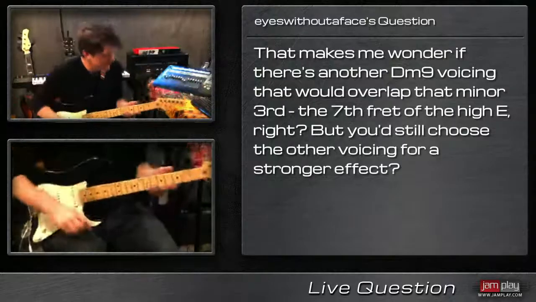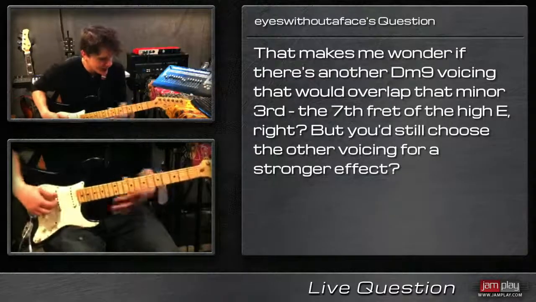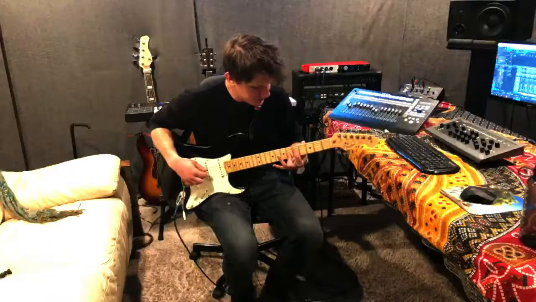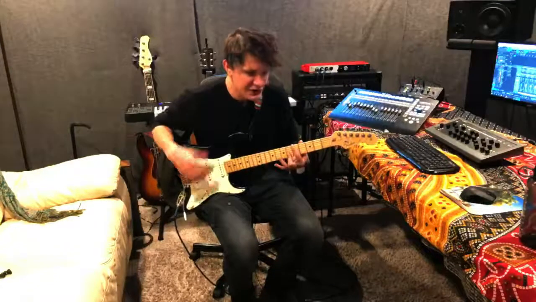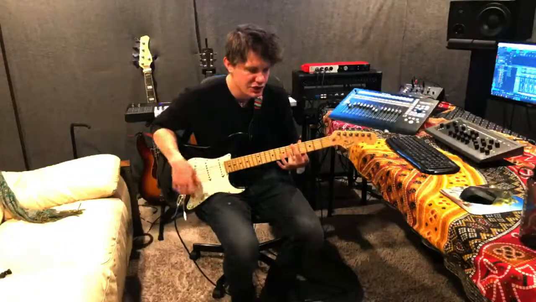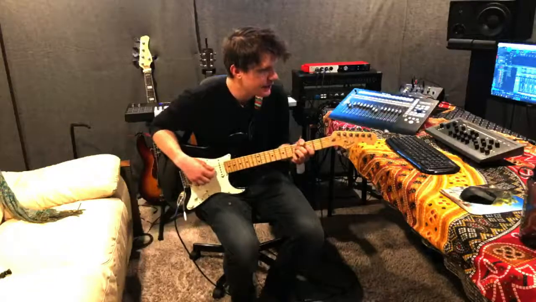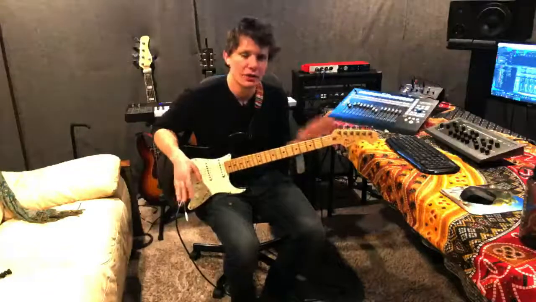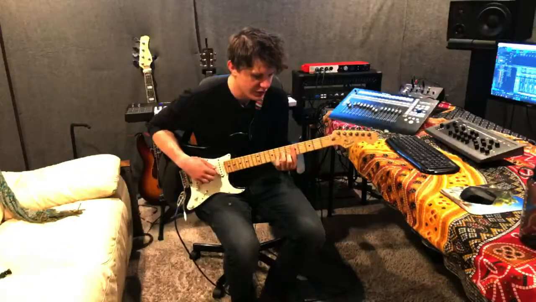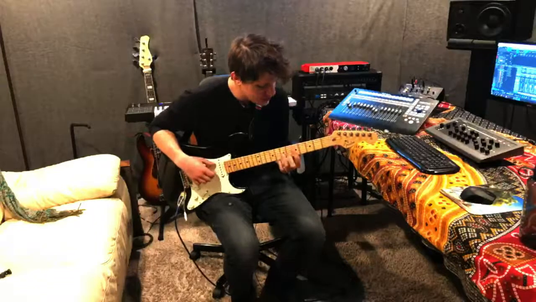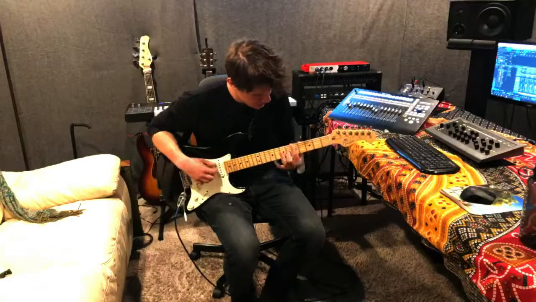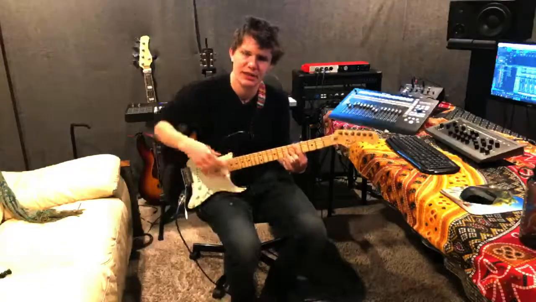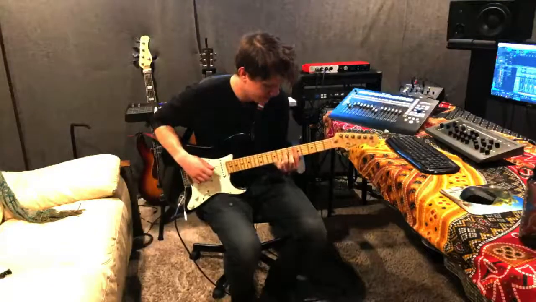So for that first part of the question, Eyes with No Face is basically talking about how I was using this A7 sharp 5 to resolve down to the D minor 9. Now, the point is made here, which is a really good point. If I wasn't doing a minor 9 chord, and I was just doing a normal minor 7 chord, that interval would actually be staying stagnant between those 2 chords, right?